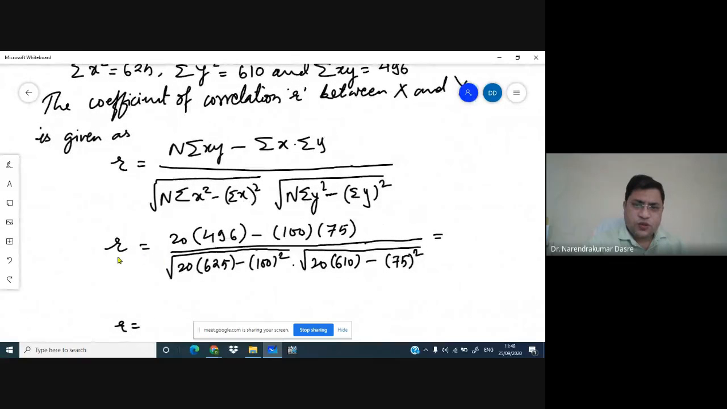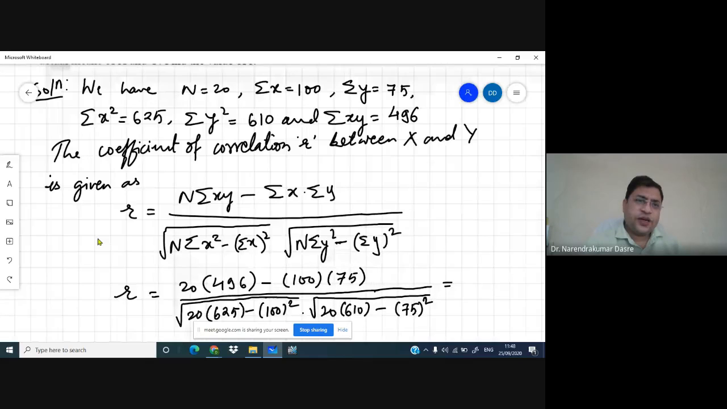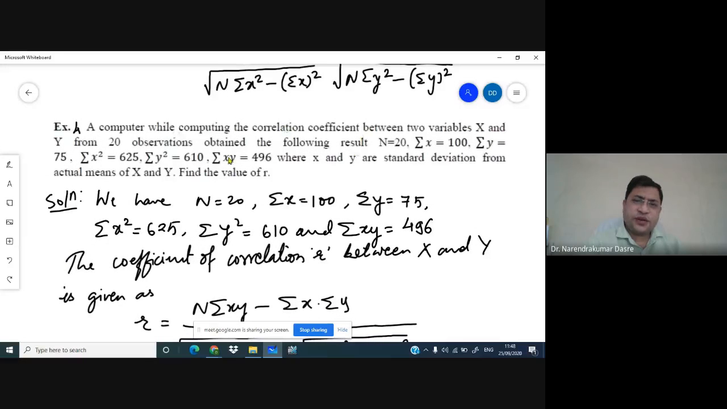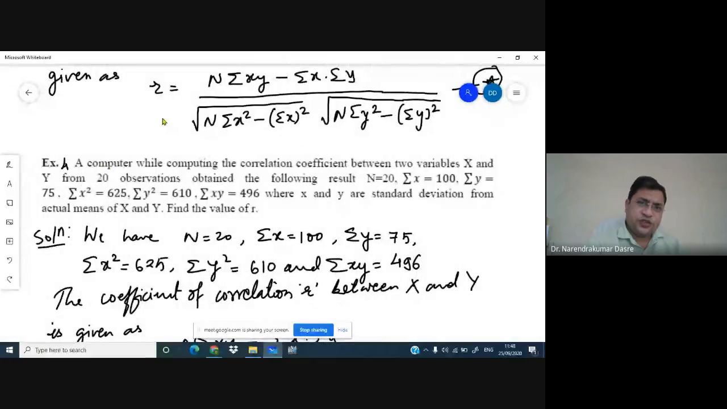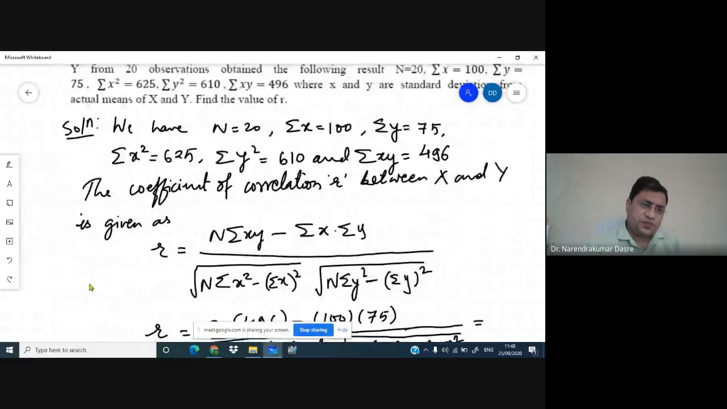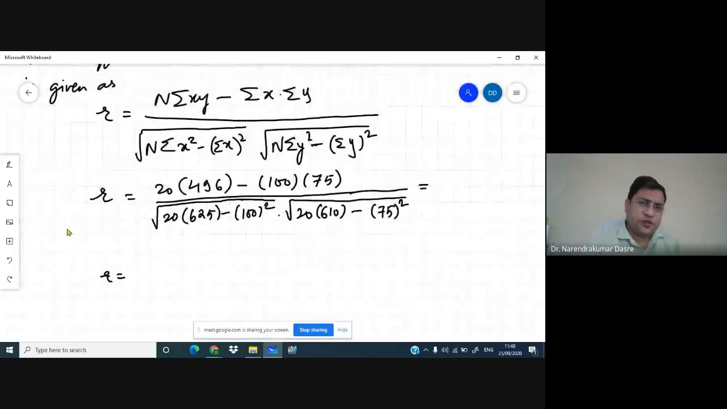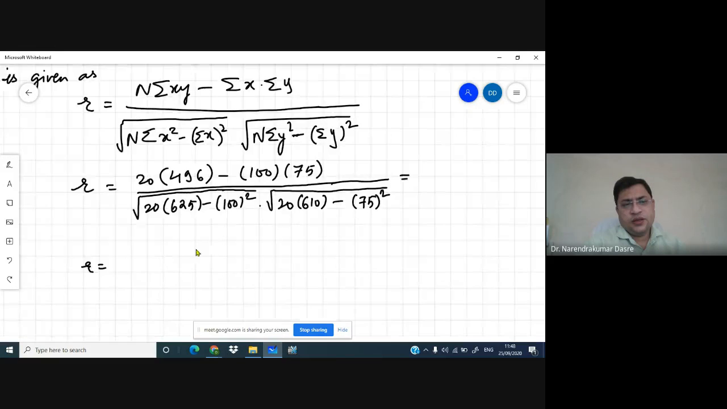So please calculate this value, what you are able to get. Whenever you have summation of small x and summation of small y non-zero, that means the computer has used the assumed mean method. Here in this case, this is done by the computer. So the computer has already used the assumed mean method, and so we have to use this formula. We are using the formula for the assumed mean method, and then we got the value of r.